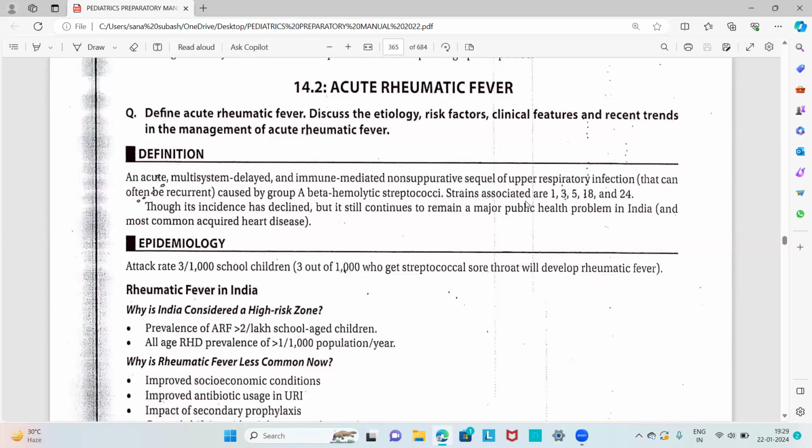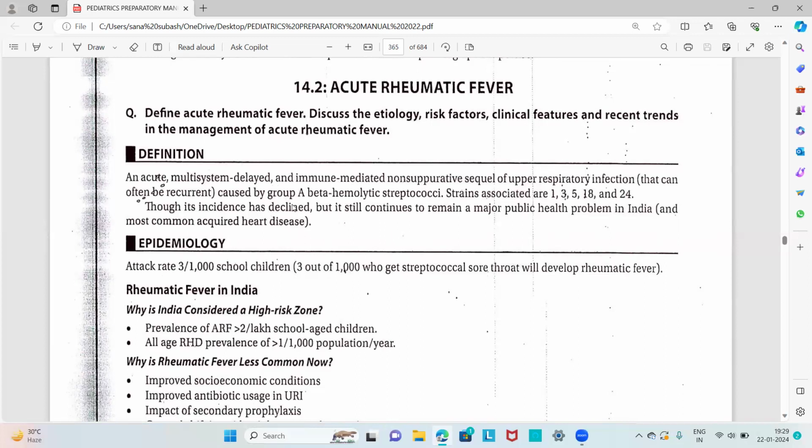So to define it, acute rheumatic fever is an acute multi-system, delayed and immune-mediated non-suppurative sequelae of the upper respiratory tract infection caused by the group A beta hemolytic streptococcus. That is, it is only an immune-mediated non-suppurative sequelae. The strains associated are 1, 3, 5, 18, and 24.